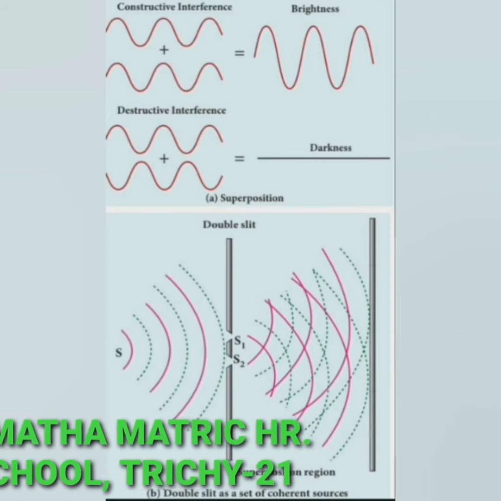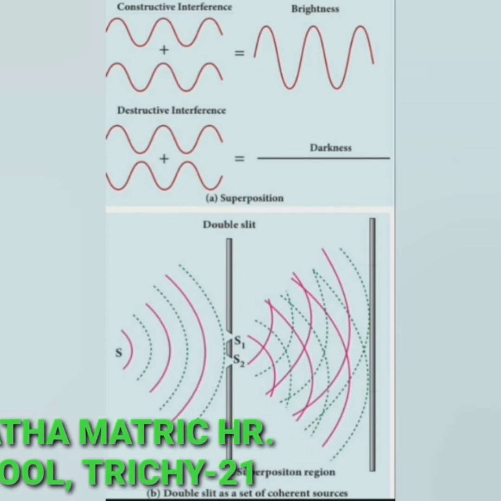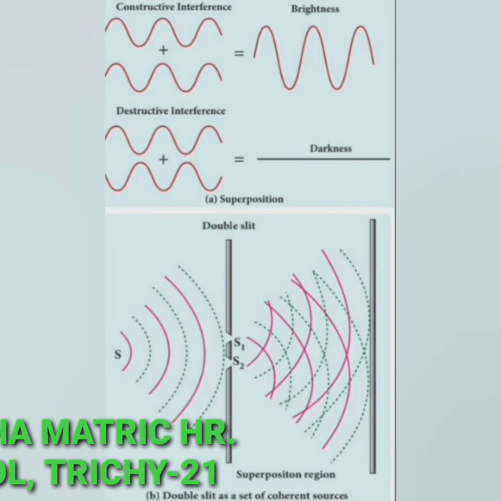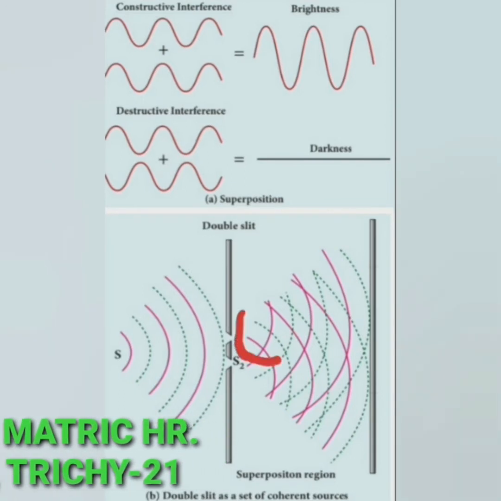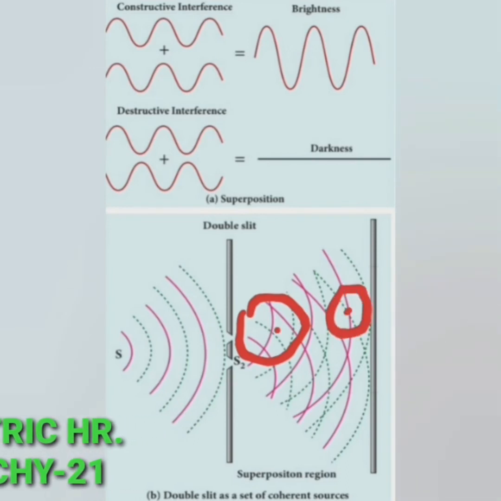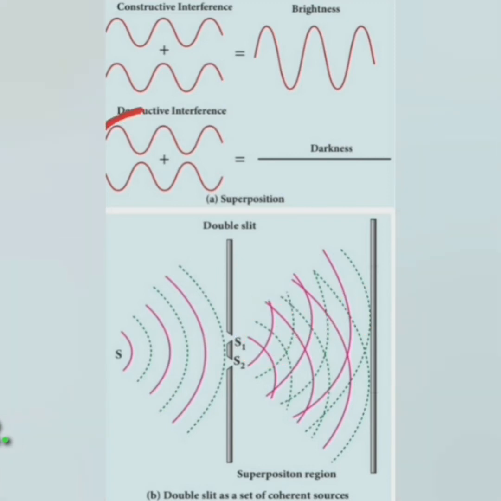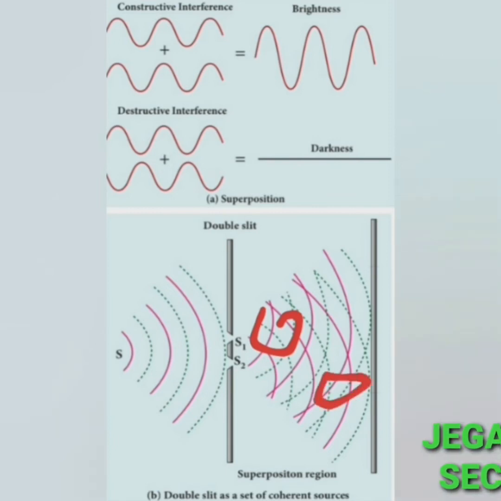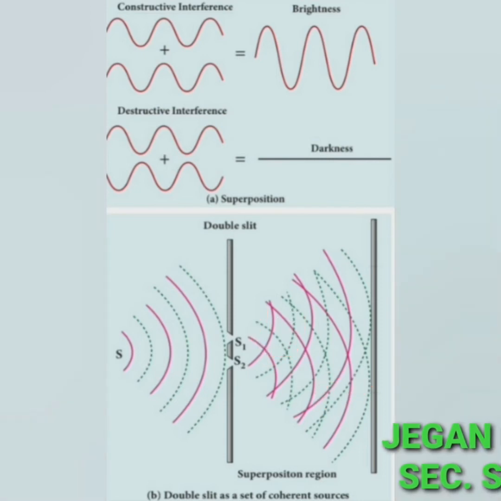At the same time, at the points where the crest of one wave meets the trough of the other wave, the waves are out of phase. Here in this point, likewise here, in these points, the crest of one wave meets the trough of the other wave. That means destructive interference takes place. Then what about the displacement? The displacement is minimum. And these points appear dark as a result of this destructive interference.